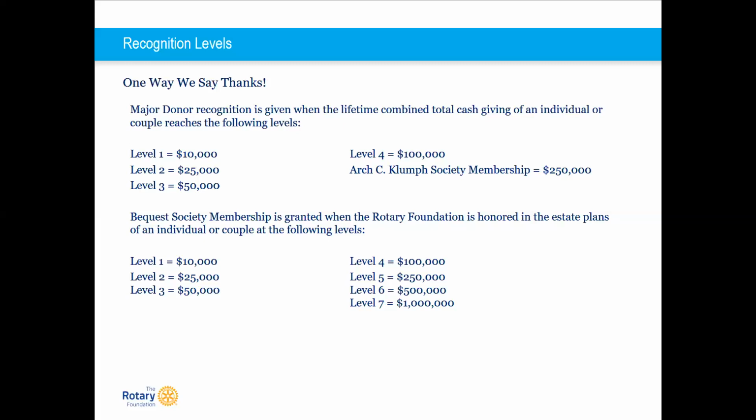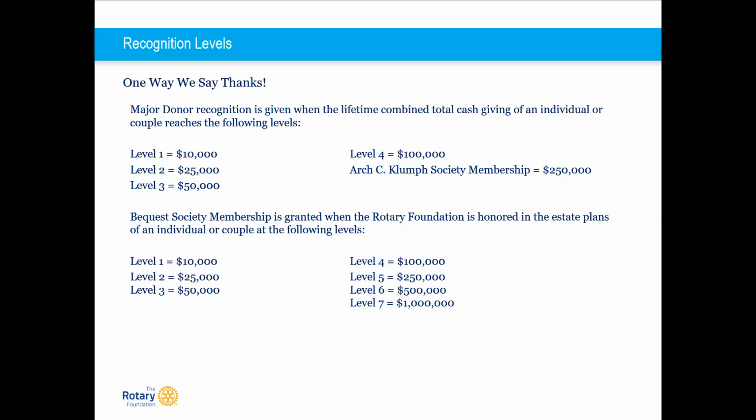So we need to have a way that allows donors to make a life commitment today from their estate plans that allows them the flexibility of changing that as their life circumstances change. But that's really not the same as somebody who's already made ownership change happen. So we want to recognize both gifts appropriately. And therefore we have Bequest Society for revocable gifts and Major Donor Arch Klumph Society for irrevocable gifts.